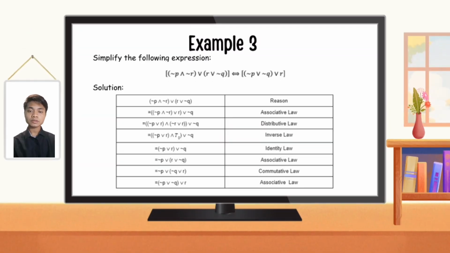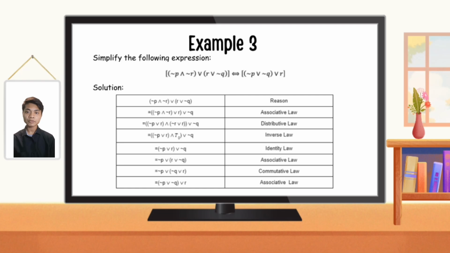And for the last example, example 3, we need to simplify this expression, which is not P and not R or not Q equivalence not P or not Q or R. So basically, we need to simplify the left hand side to become the right hand side. Now we go to the solution. The first step is we need to use associative law. And this law needs to move the bracket. So the answer is not P and not R or not Q.